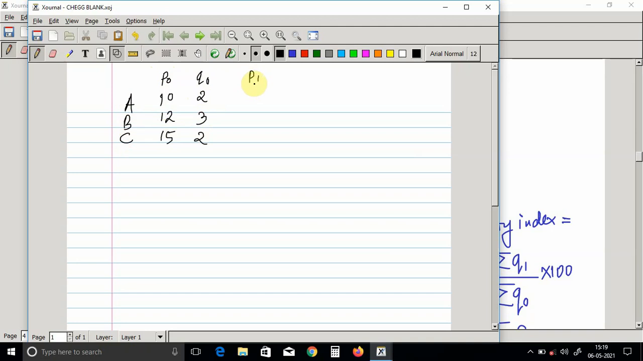Now what happens in the current year? Price will change, increase or maybe decrease. P1. Quantity, it may remain same or it may change, so I am going to denote it by Q1 because we are in current year. So prices are say 10 rupees, 20 rupees and 20 rupees, quantity 2, 2, 3, like this. So let me complete this table.